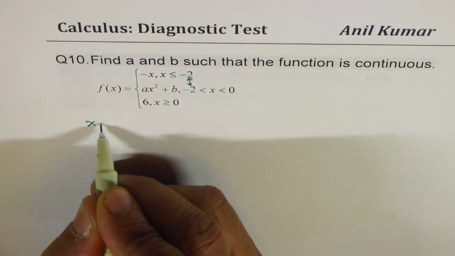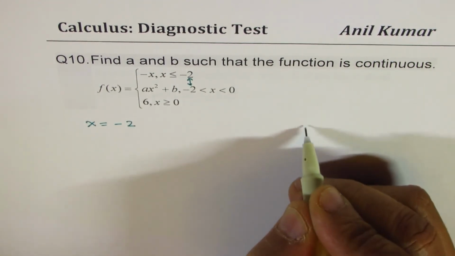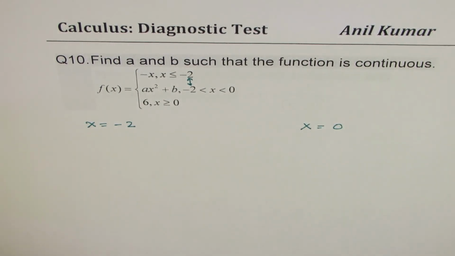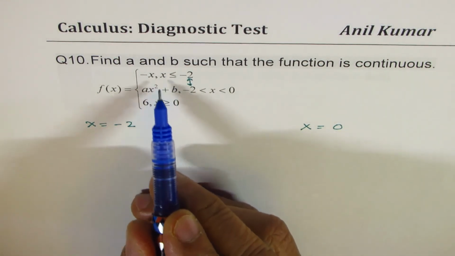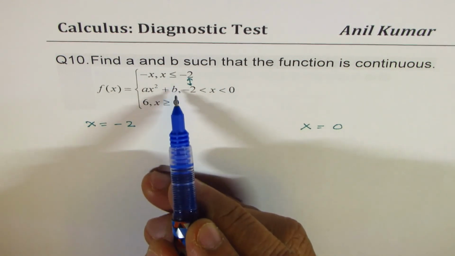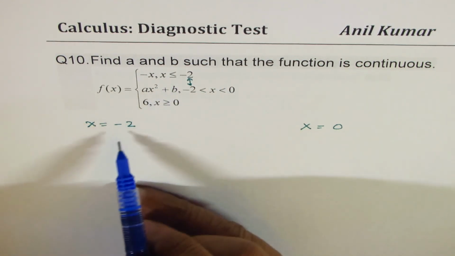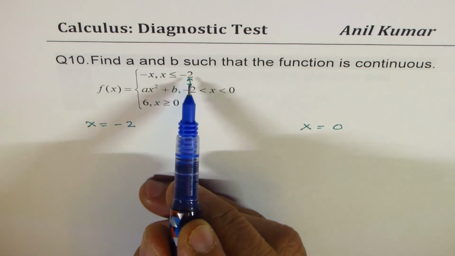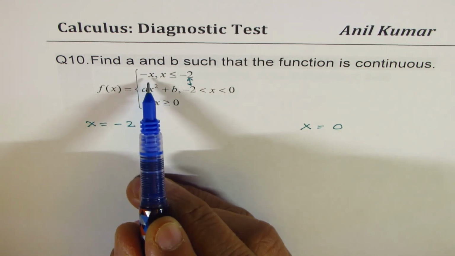So what happens when x is equal to minus 2? And what happens when x is equal to 0? So those are two very critical values. These are 3 different pieces. The function is continuous when they overlap, correct? So when f of x, if we substitute x as minus 2, what do we get?